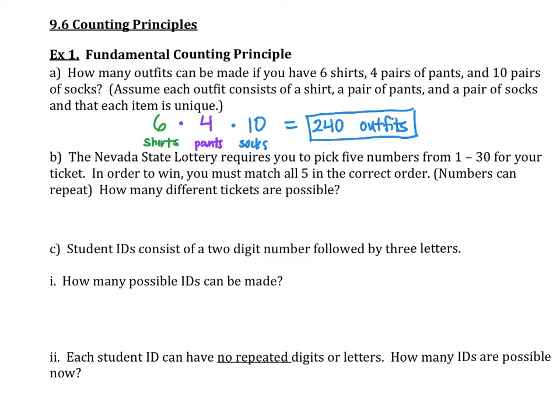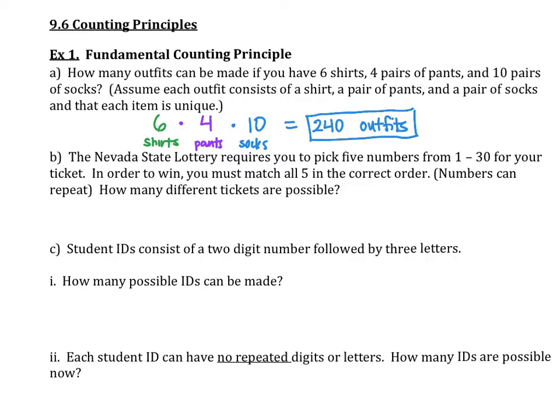For B, it says the Nevada State Lottery requires you to pick 5 numbers from 1 through 30 for your ticket. In order to win, you must match all 5 in the correct order. Numbers can repeat. How many different tickets are possible? So this is also useful for when you're trying to gamble and it's not a good idea.